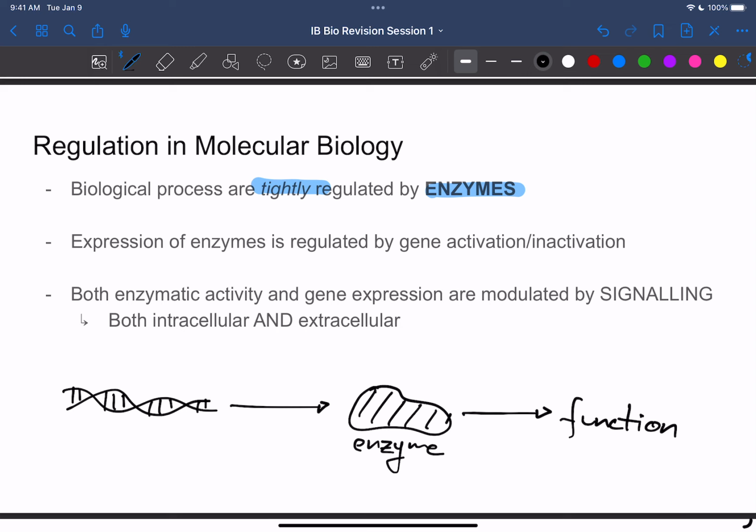And there can be different signaling molecules. Let's just draw a little circle, and this will be our signal. This signal can be intracellular and extracellular, it could be either. And the way it can affect this whole process is it could affect the process of transcription. It could activate it, it could inactivate it. So this could be positive or negative. Or it can affect the enzyme itself. So it can affect its function, either positively or negatively. So yeah.